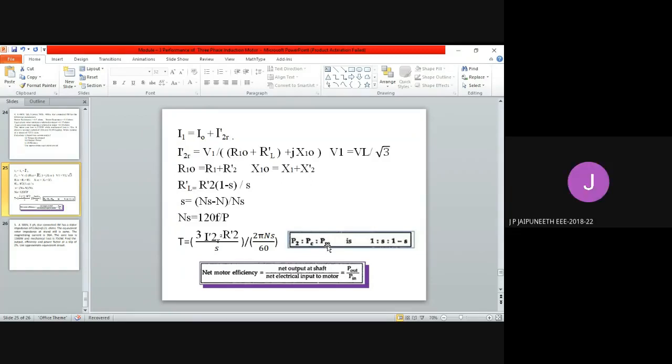So now total output power P out is equal to PM minus mechanical losses. So PM is 35.14 minus 1000 watts. So it will be 34.14 kilowatts. That is the output power.